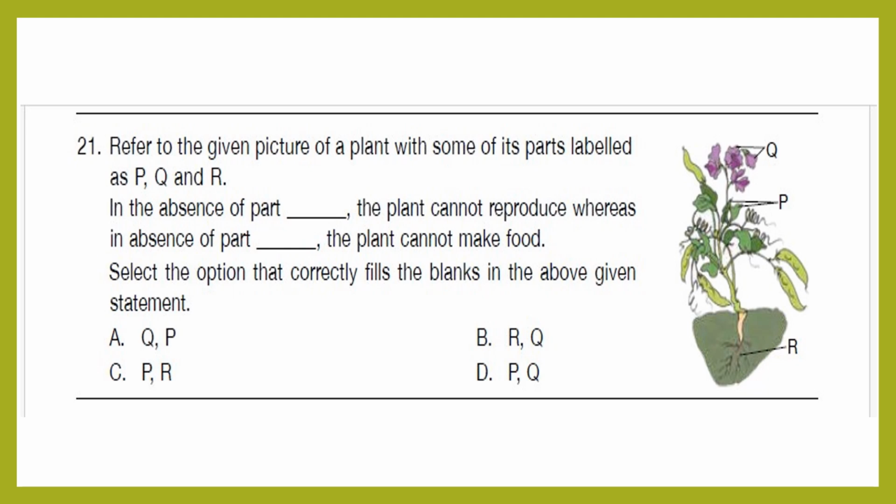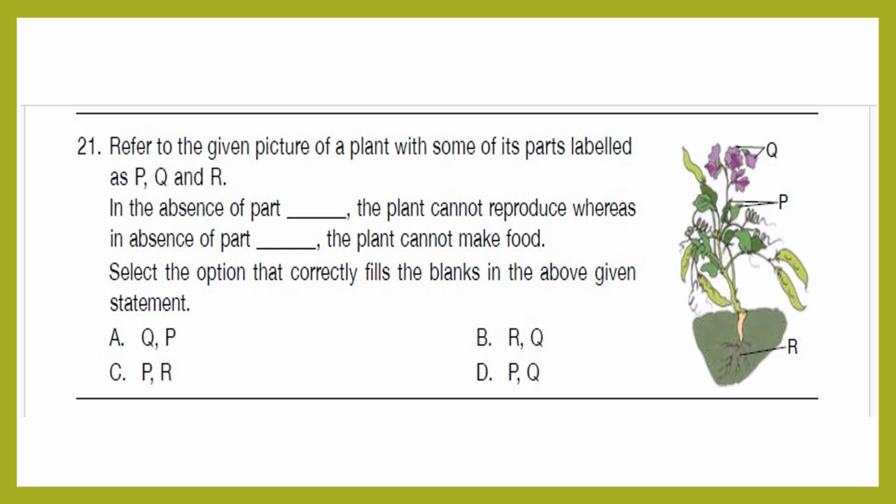Question number 21. Refer to the given picture of a plant with some of its parts labeled as P, Q and R. In the absence of part dash, the plant cannot reproduce, whereas in the absence of part dash, the plant cannot make food. Select the option that correctly fills the blanks in the above given statement.